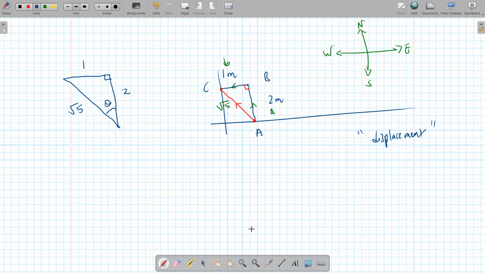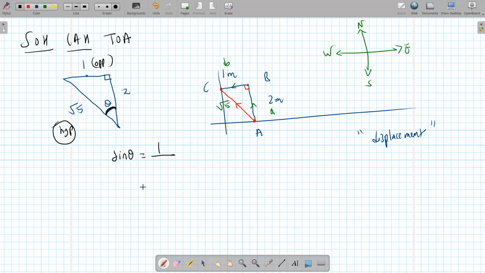I'll give you a hint. It has something to do with SOHCAHTOA. You remember that? We're trying to find this angle. We need to use two sides. I'm going to use this side, which is called the opposite side from that angle. And then let's use the hypotenuse. Why not? Which one uses opposite and hypotenuse? Sine, cosine, or tan? Sine. So we're going to set this up. Sine theta is equal to what over what? Sine is opposite over hypotenuse, right? So opposite is 1 unit. What's the hypotenuse? Root 5. Yeah?